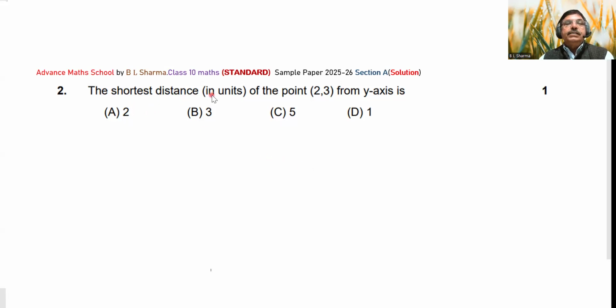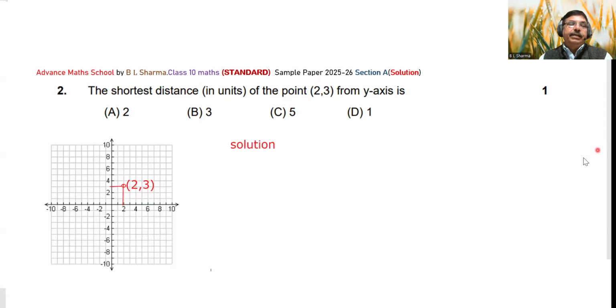The shortest distance in units of the point (2, 3) from the y-axis is? What will be the shortest distance of this point from the y-axis? See, we have to visualize it. We took graph paper and plotted the point (2, 3), meaning x is 2 and y is 3. So the distance from the y-axis is this, equal to the x coordinate, that is 2. So the answer will be 2 units.